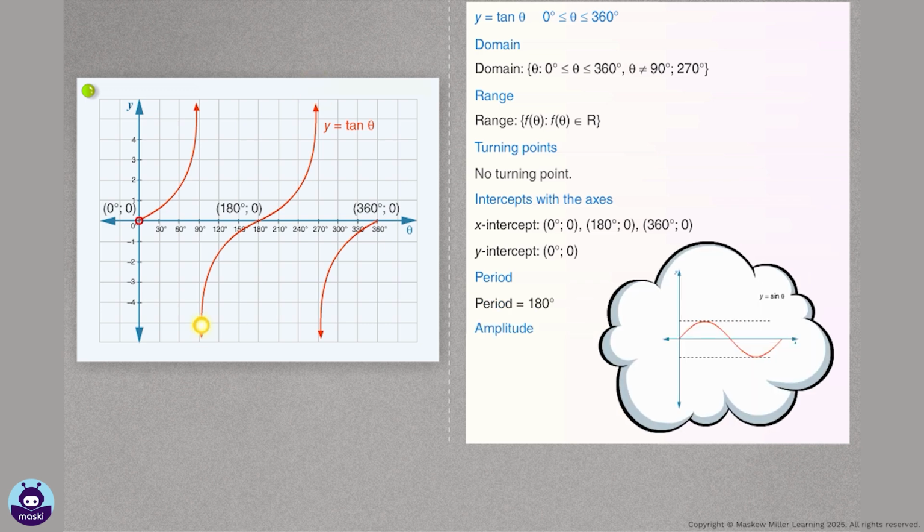Amplitude. The maximum height of a bounded function, such as the sine function or the cosine function, above and below the x-axis, is called its amplitude. The tangent function is unbounded and therefore has no amplitude.